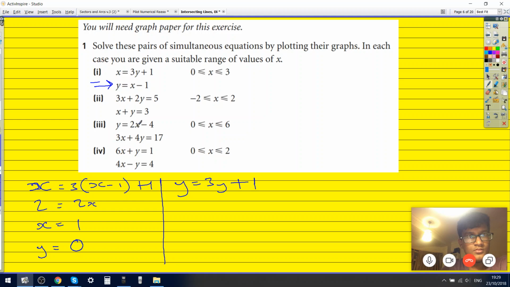Okay, part 3, what would be step 1 for using algebra? Y equals 2x minus 4. And then you just sub that into the y value on the second equation. So 3x plus 4 times 2x minus 4. Yeah, I'm happy with that. And how about the very last one, part 4?